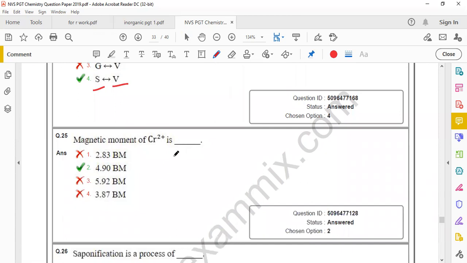magnetic moment of Cr2+. Cr, you know, the atomic number of Cr is 24, right? So here we will have the configuration, and here it will be 13, right? So here we can say the magnetic moment of Cr2+ is 4.9.